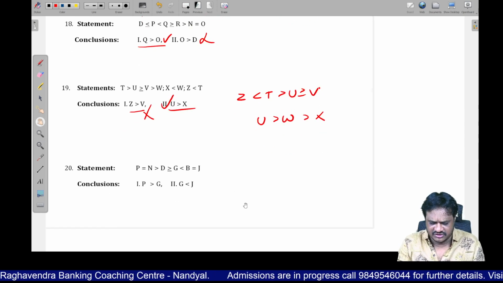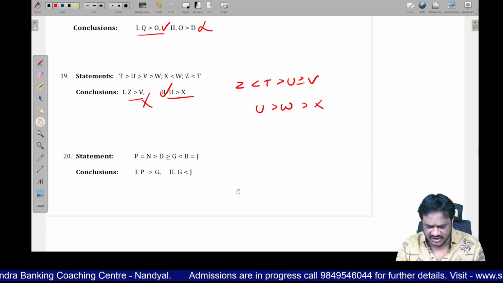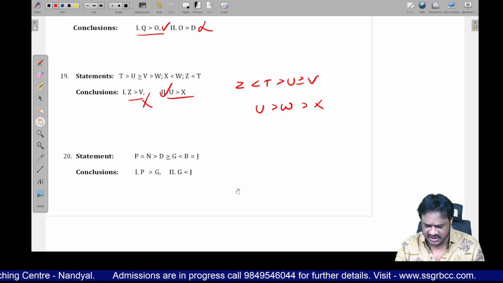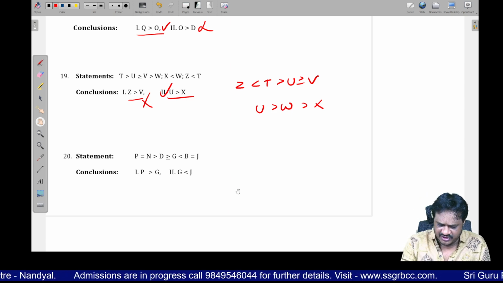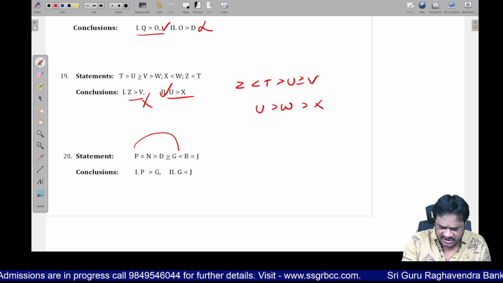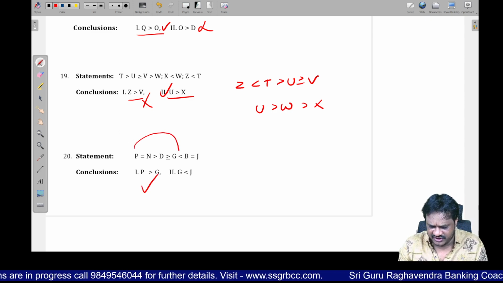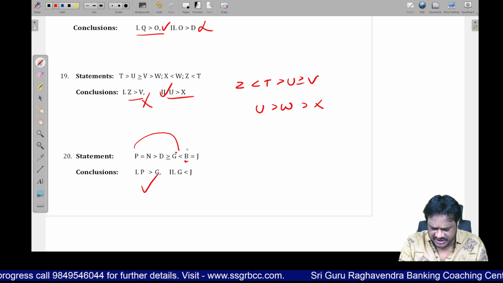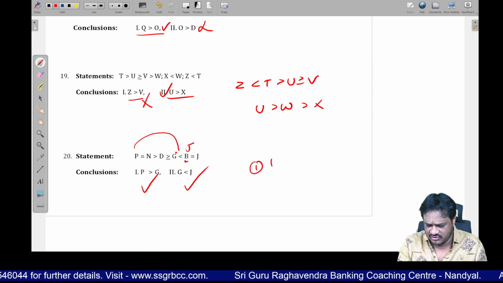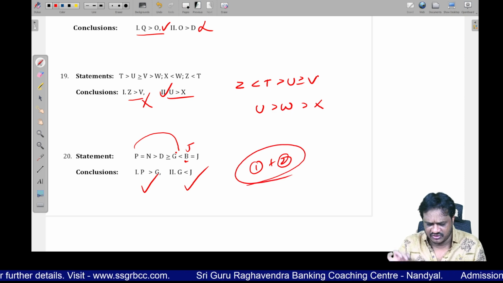Now, 20th question. P is equal to N, N greater than D, D greater than or equal to G, G less than B, B less than J. P to J, there is P to G. What is the symbol from P to G? Greater. Therefore, P greater than G definitely follows. G less than B is there. Instead of B, you can write J. Second one also definitely follows. So, both 1 plus 2. Both 1 and 2 definitely follows.